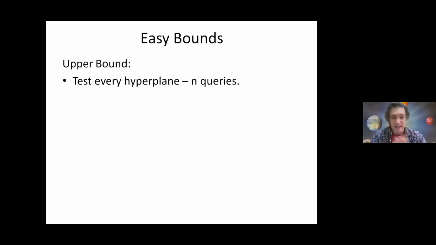Okay, so that's the problem that we are trying to solve. Before we get into it, let's talk a little bit about what's known. To start off, we can look at easy upper and lower bounds. The easy algorithm is you just test every single hyperplane, or equivalently, every single point in your pool. If you've got n hyperplanes in d dimensions, this is n queries, and it very naturally gives you exactly the information that you need.